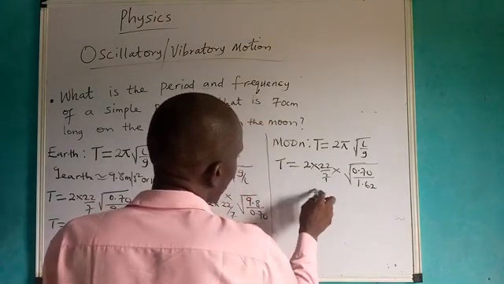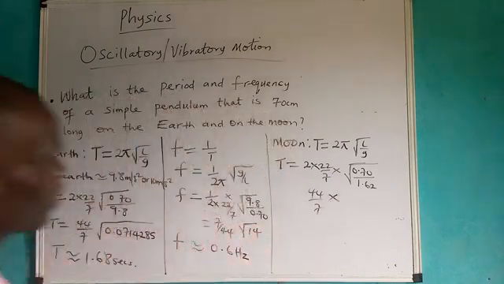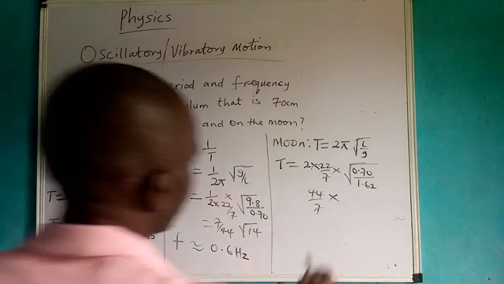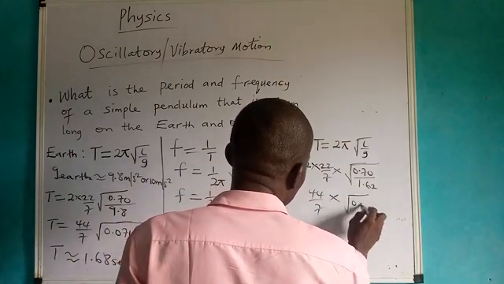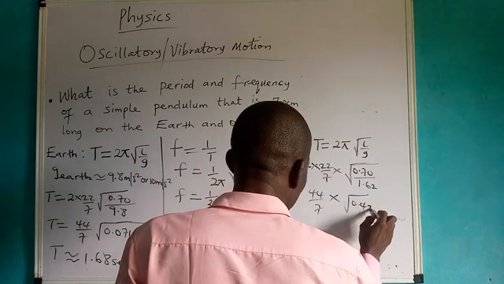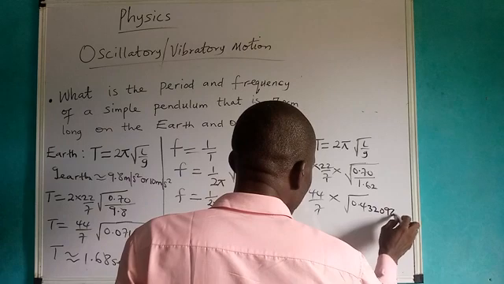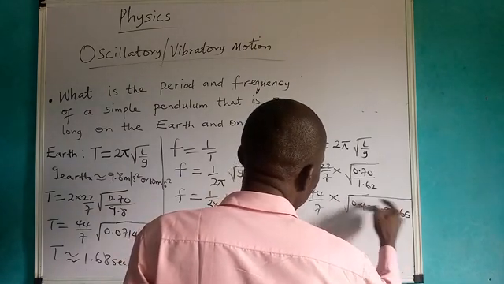Now, with this, we are going to have 44 over 7 times. Let us use the calculator to work that very one and see what we are going to obtain at the end. Dividing this one, we have from the calculator 0.43209876.